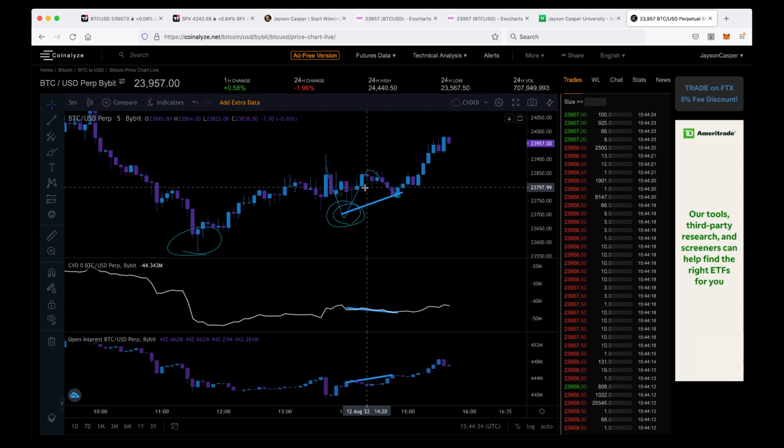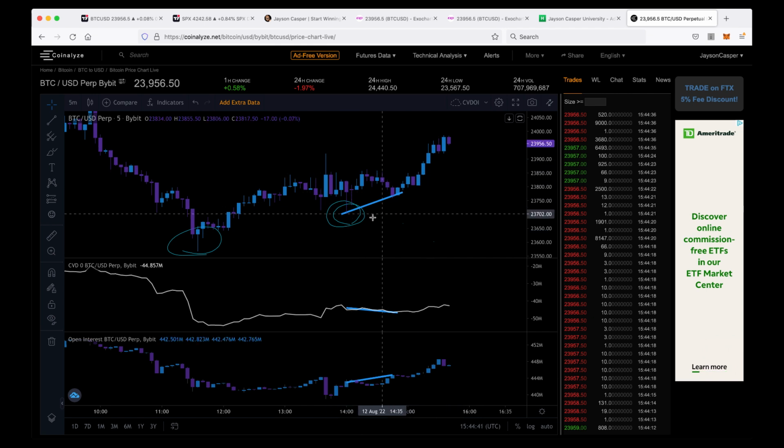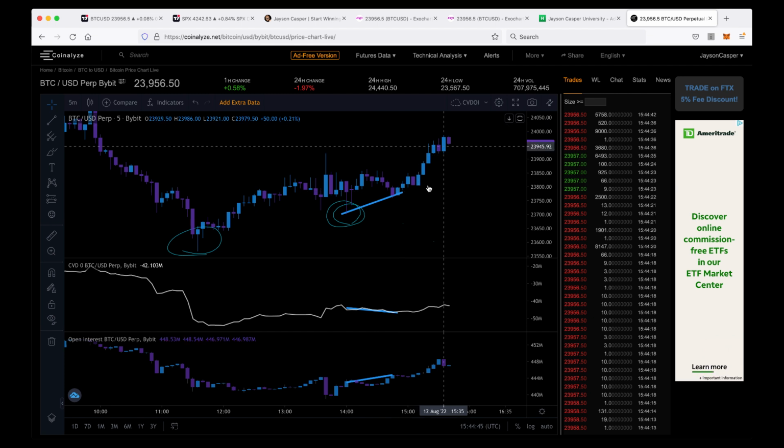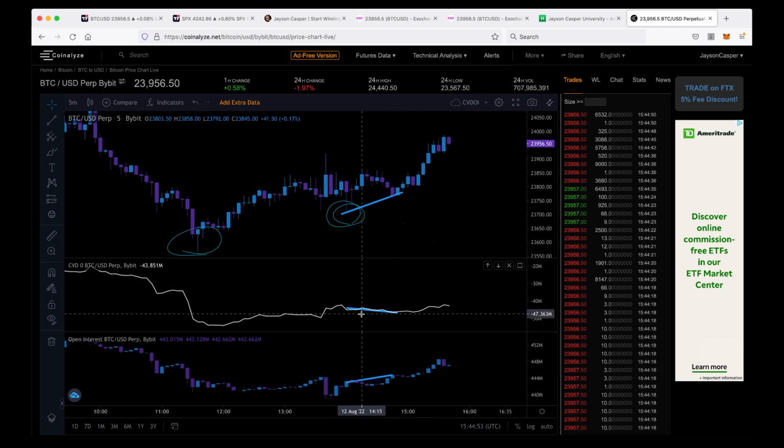When price is making a higher low, this is telling us that there's now a change in market structure, right? We are potentially entering into an uptrend. Uptrends are characterized by higher highs and higher lows. So the fact that we're putting in a higher low means that potentially we are changing market structure here, at least locally.